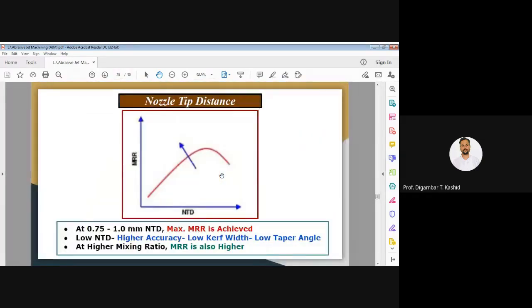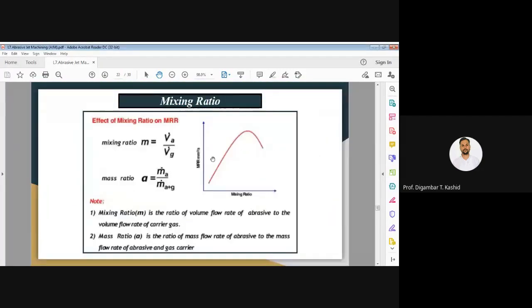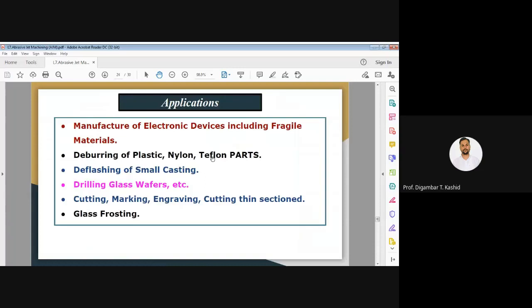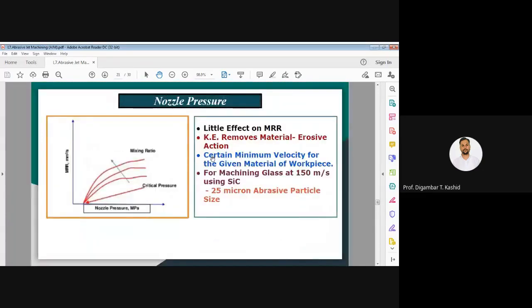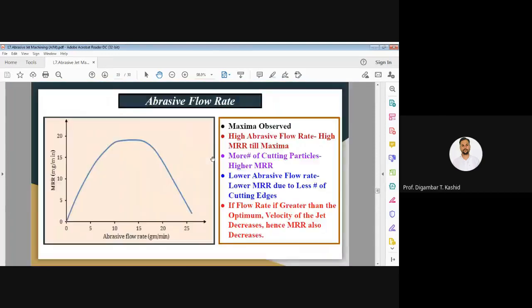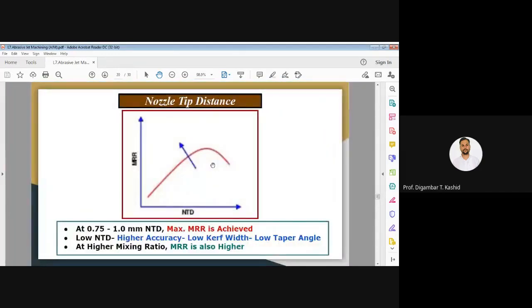Like that, the effect of the nozzle tip distance and the nozzle pressure mixing ratio I have shown here. Then we are going to discuss the capability and all. So the remaining points we will discuss tomorrow.